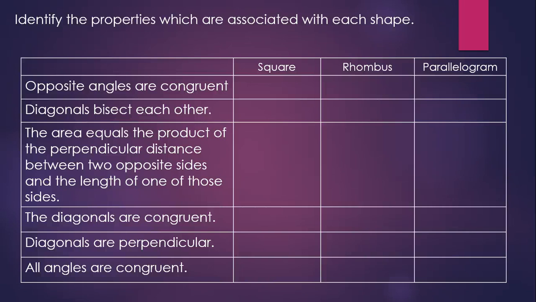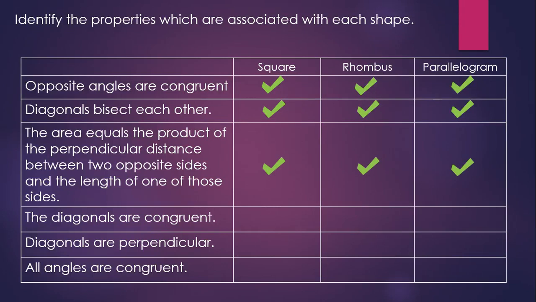Identify the properties which are associated with each shape. So, starting with opposite angles are congruent. That is a property of all 3 of these shapes. Diagonals bisect each other, also true in all 3 of these shapes. The area equals the product of the perpendicular distance between 2 opposite sides and the length of one of those sides. That is also true for all 3 shapes.